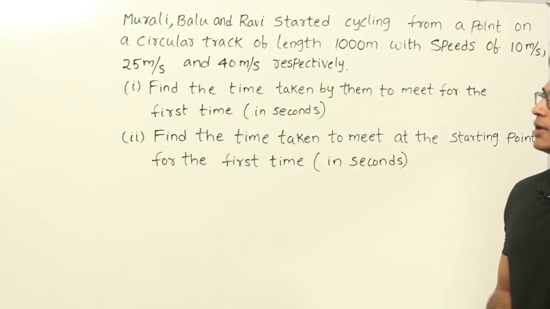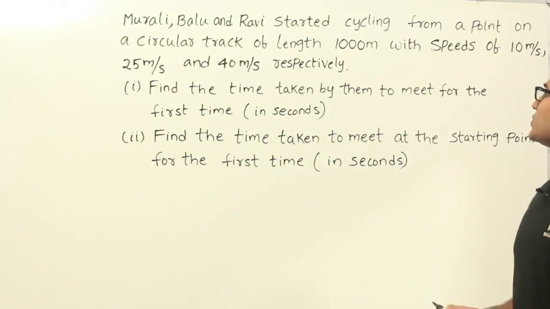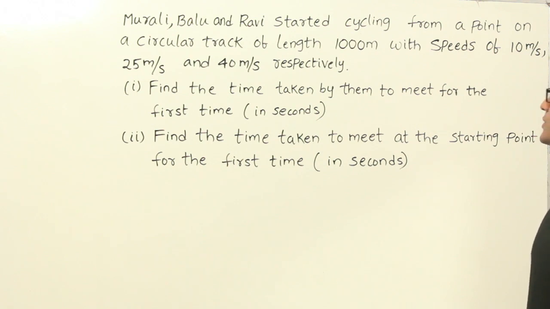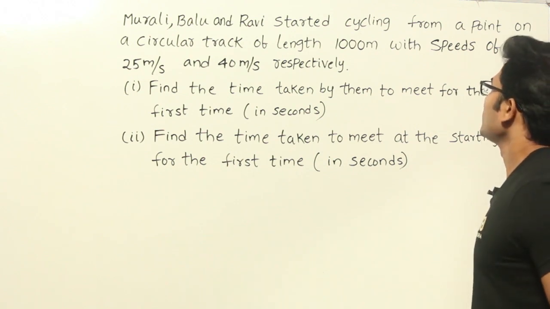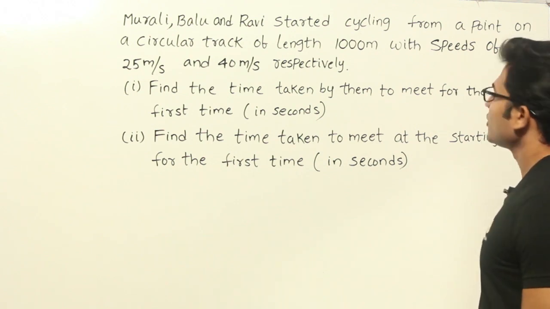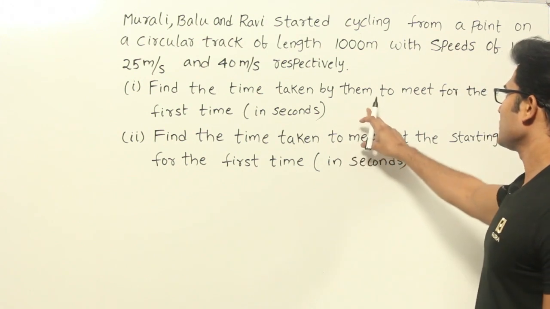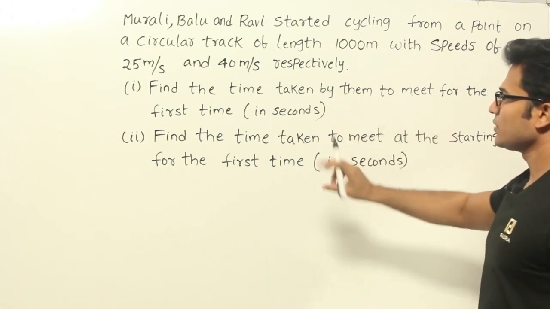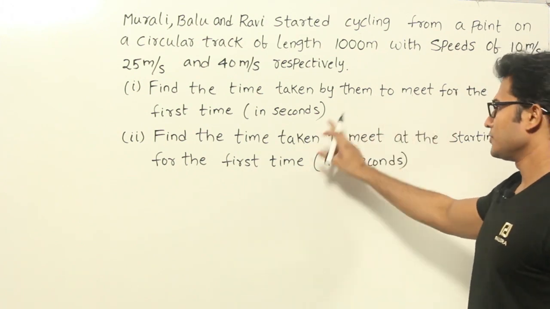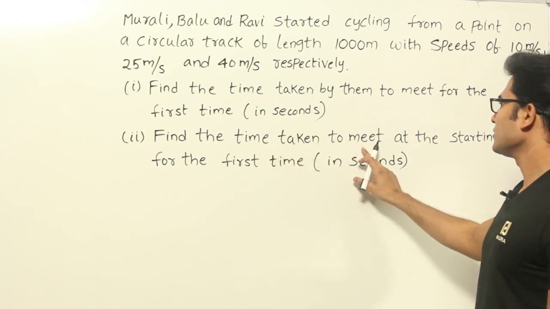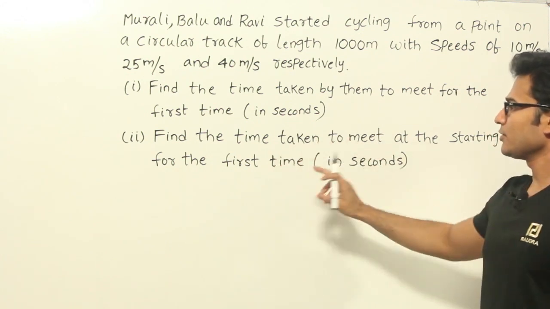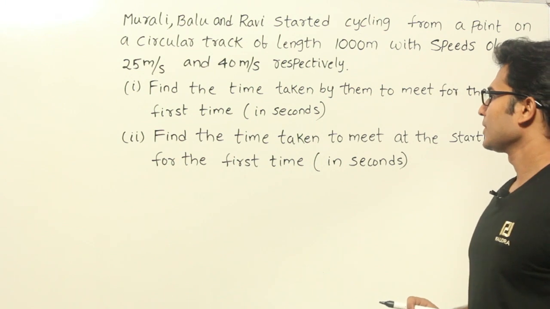Now let's see this question. Murali, Balu and Ravi started cycling from a point on a circular track of length 1000 meters with a speed of 10 meters per second, 25 meters per second and 40 meters per second respectively. Now find the time taken by them to meet for the first time. That is one question. And find the time taken to meet at the starting point for the first time. So this is one more question.